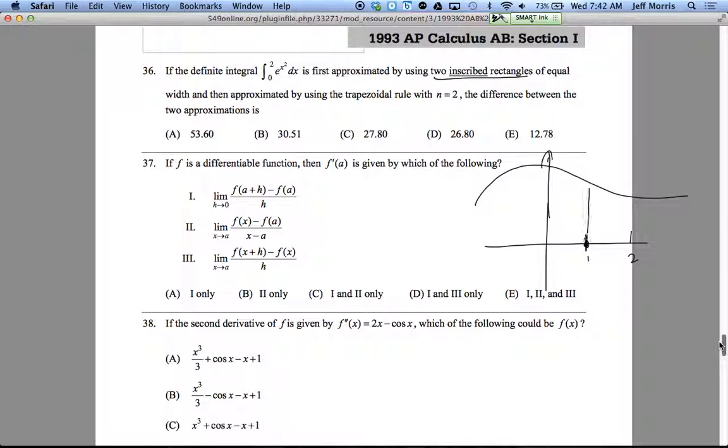So watch. Right endpoint, that's an inscribed rectangle, one that's inside the area. So it'd be a right endpoint. So here we go. Two rectangles. What's the width of those rectangles? 1. Ready? 1 times the height. How are you going to get the height? So it's going to be 1 times e to the 1 squared, plus, next rectangle, what's the width? 1 times e to the 2 squared.